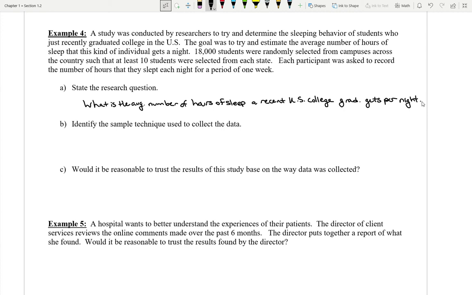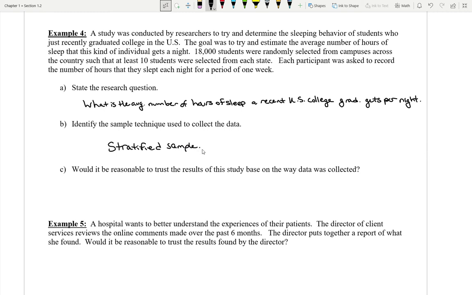But when we talk about the way that this data was collected, we're talking about our sampling technique. So how was the data collected? What was the technique being used here? There were 18,000 students that were randomly selected. Okay, so we know it's not a convenience sample. It's got to be one of those other 4. It's either a simple random or a stratified or a cluster or a systematic. Now, there was the case that at least 10 students were selected from each state. Okay, so when I hear this, I start to go, interesting. So I'm grabbing 10 individuals from each of the different states. So states are kind of like groups, right? Like there's 50 different groups here, and I'm selecting 10 people from each. So this sounds like a stratified sample.